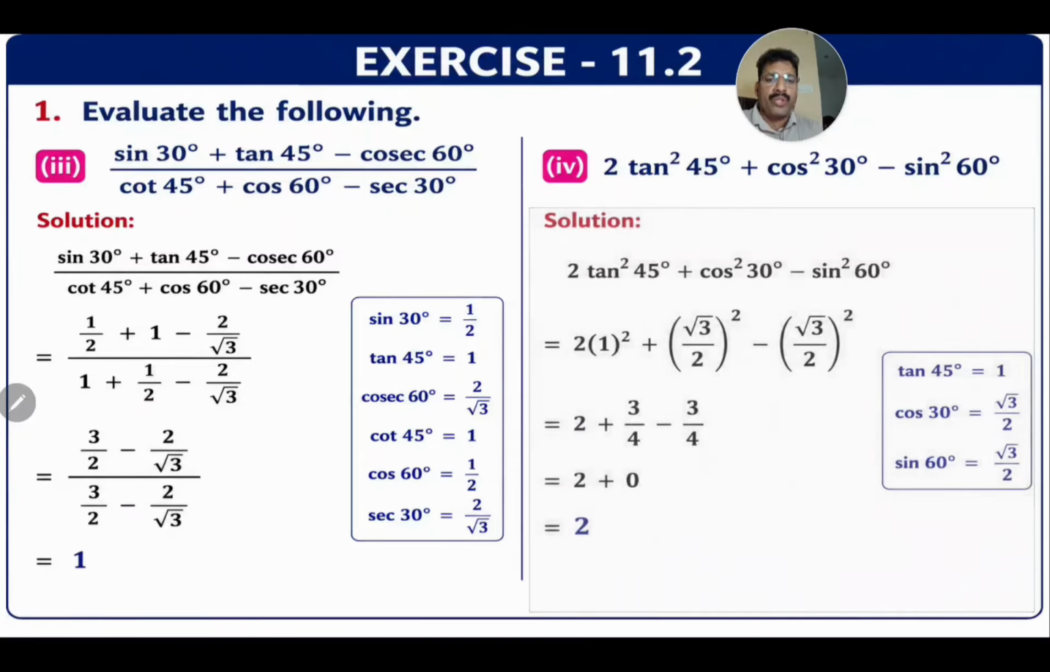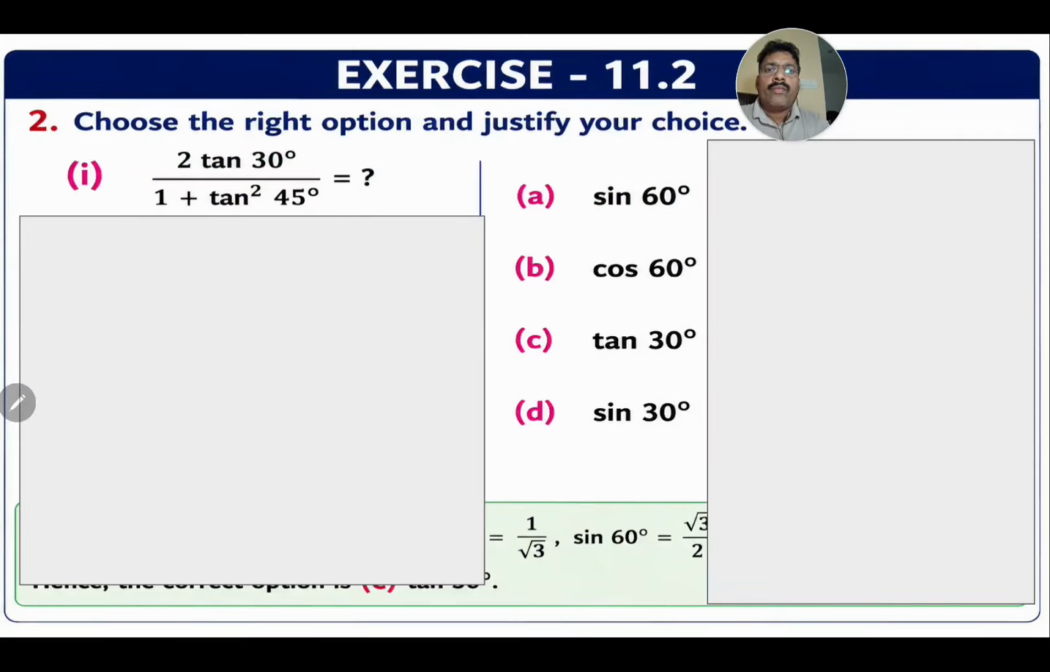So you check the solution. In this way we have to simplify whenever angles are given, either 30 degrees or 45 degrees or 60 degrees. But one important thing, you should remember all the values of the trigonometric ratios: sin 30 degrees, sin 45, tan 30, tan 60. If you remember the table, you can do any question. So we will go for the next exercise 11.2, question number 2.